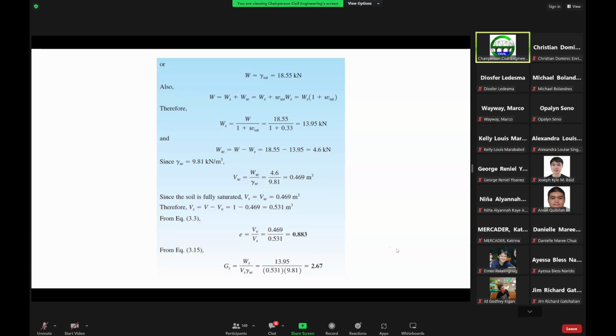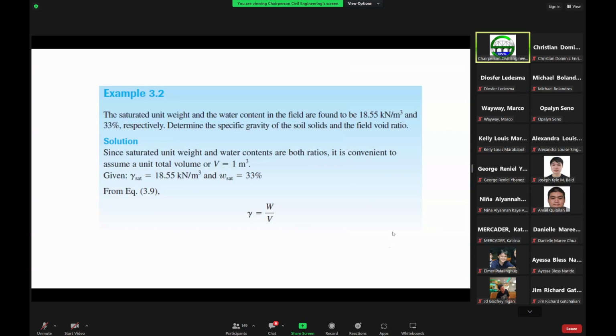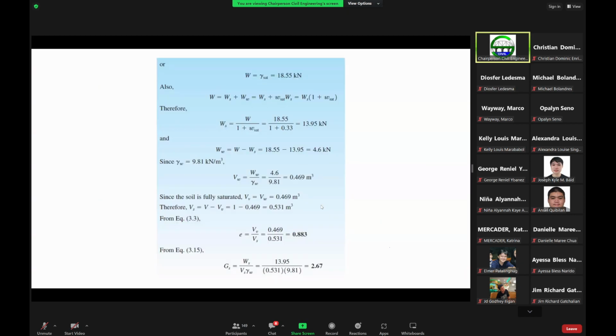I think we have now solved the problem. So that's the specific gravity and the field void ratio. Do you have any questions or clarifications so far before I proceed to another example?